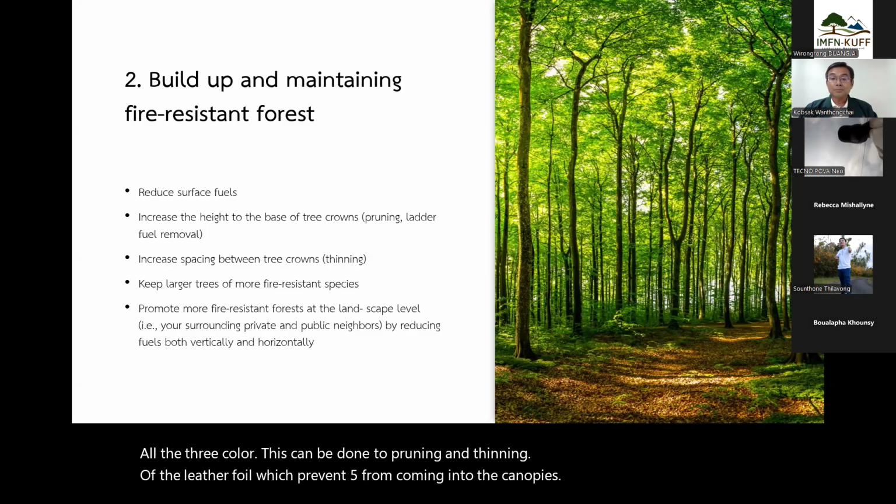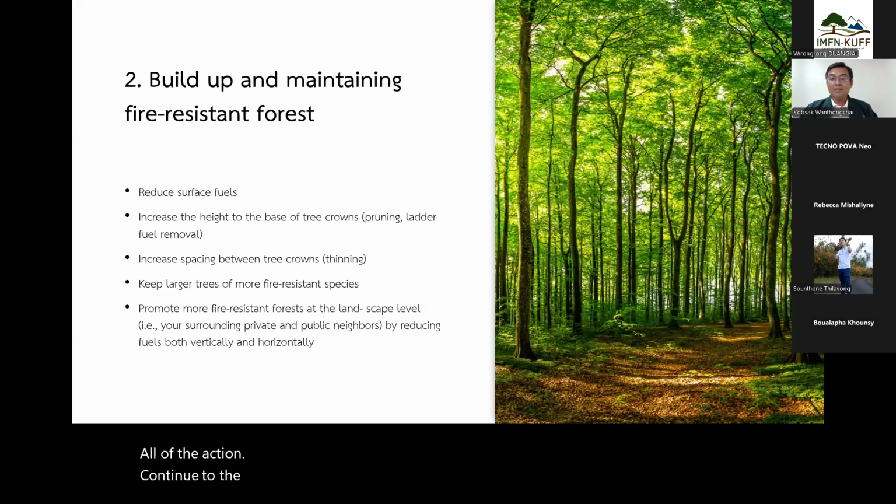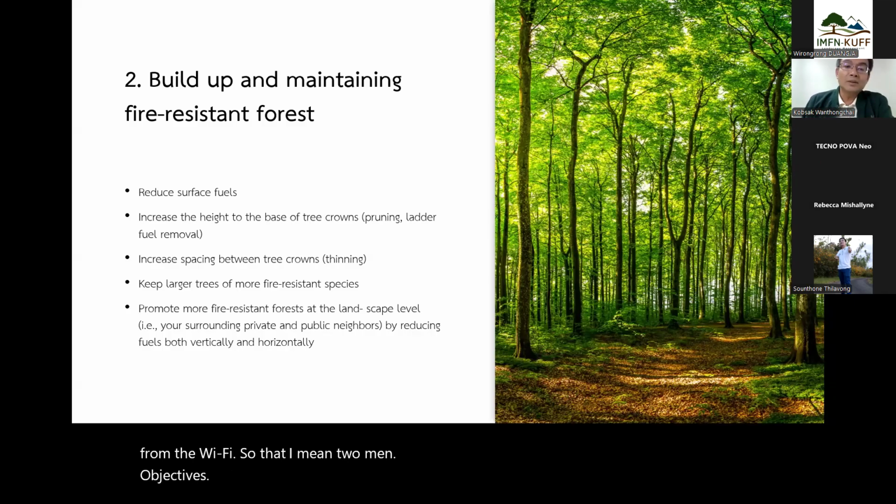All of these actions contribute to a forest that is not only healthier, but also better able to withstand and recover from wildfire. So those are the two main objectives of fuel treatment.